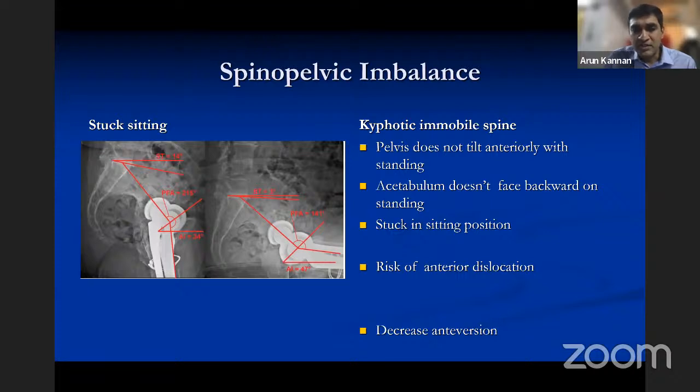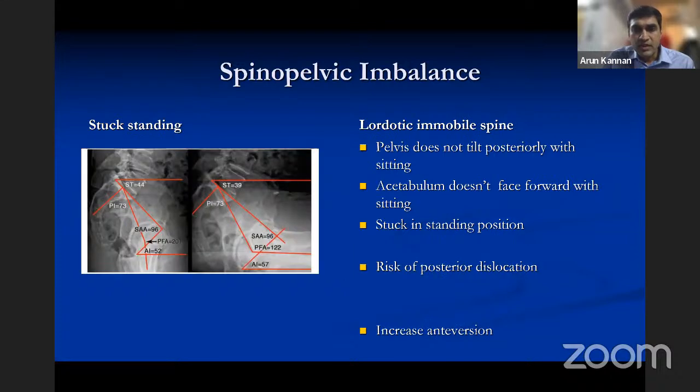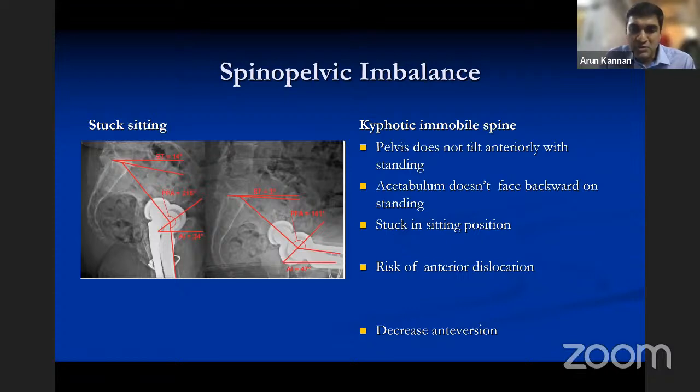In an immobile spine, this mechanism is lost, especially in a stuck sitting position. The pelvis does not tilt anteriorly with standing, and the acetabulum doesn't face forward. It is called a stuck sitting position, and these patients are at risk of anterior dislocation. The common recommendation has been to decrease the version. This is the kyphotic immobile spine that we often face, the ankylosing spondylitis spine. That is the one that we often see.